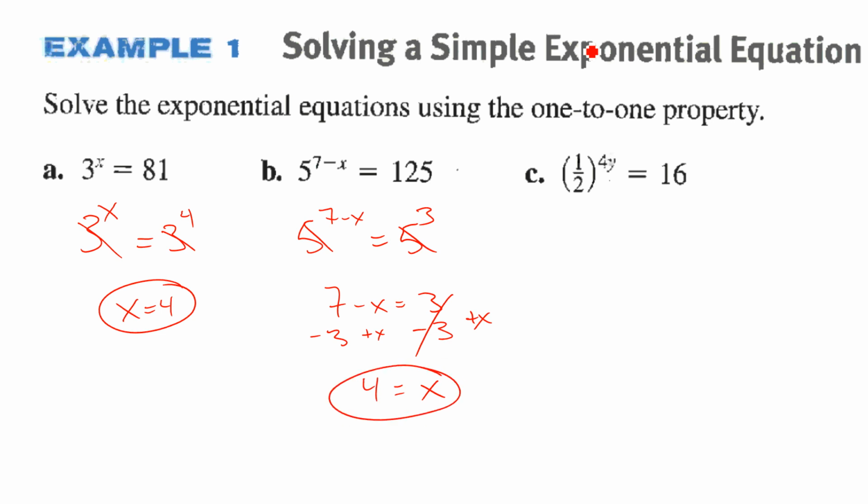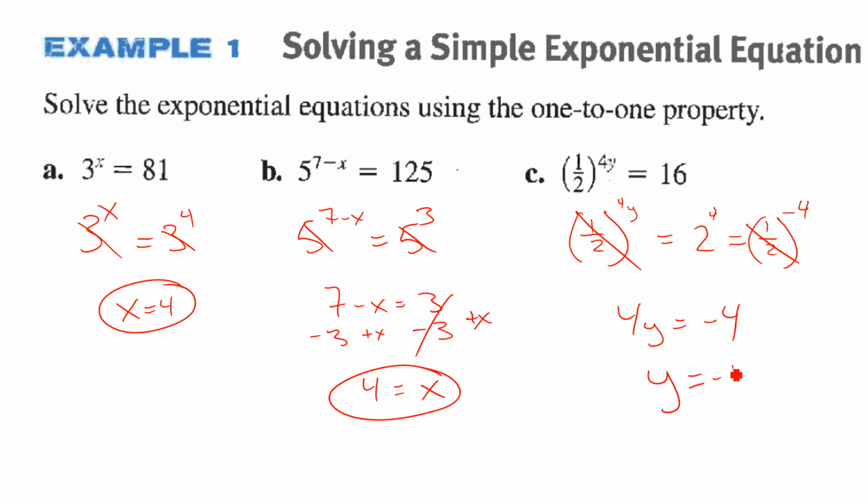And then on this one, we have 1/2 as the base. A little bit trickier because we have the fraction. 16 is 2 to the 4th power. That's the same as saying 1/2 to the negative 4th, since we're flipping the 2 over and bringing a negative power. So we can cancel out our 1/2s. 4y equals negative 4. What does y equal? y equals negative 1.